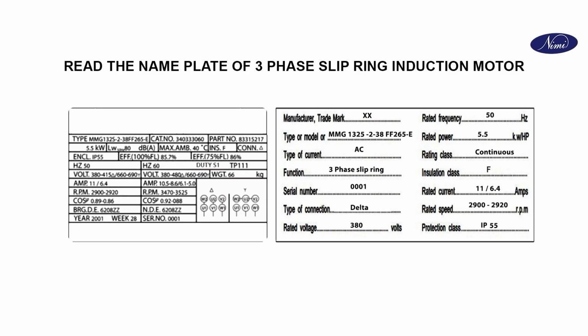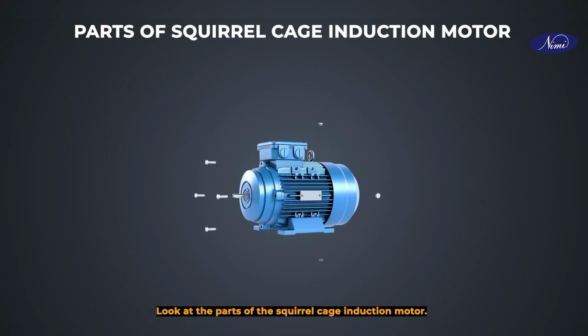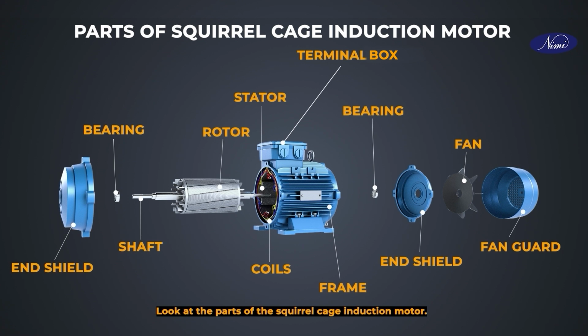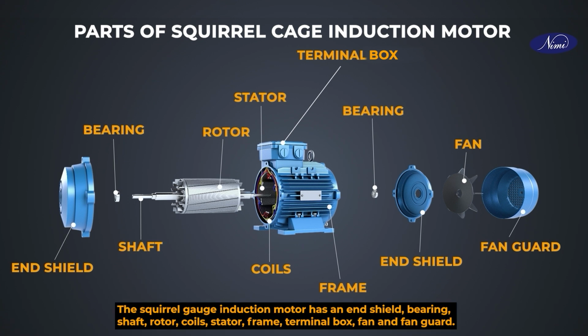Similarly, we will also read and understand the nameplate information of a slip ring induction motor. The difference may be observed in the nameplate, that is, function, slip ring. Look at the parts of the squirrel cage induction motor. A squirrel cage induction motor has an end shield, bearing, shaft, rotor, coils, stator, frame, terminal box, fan and fan guard.